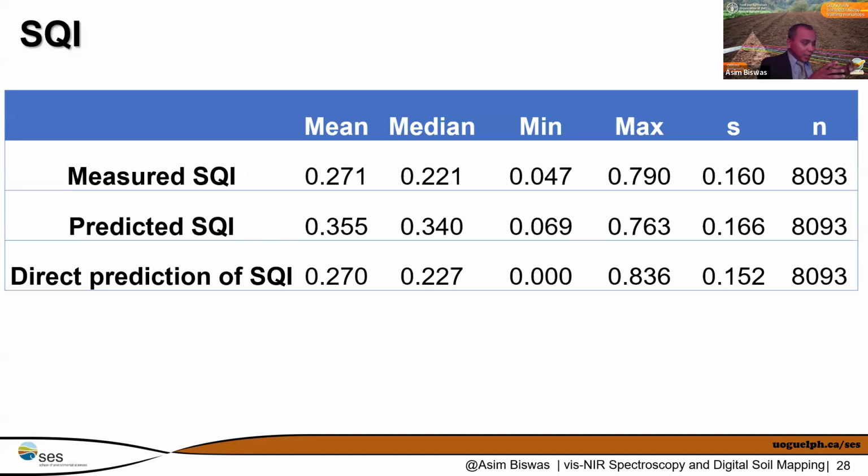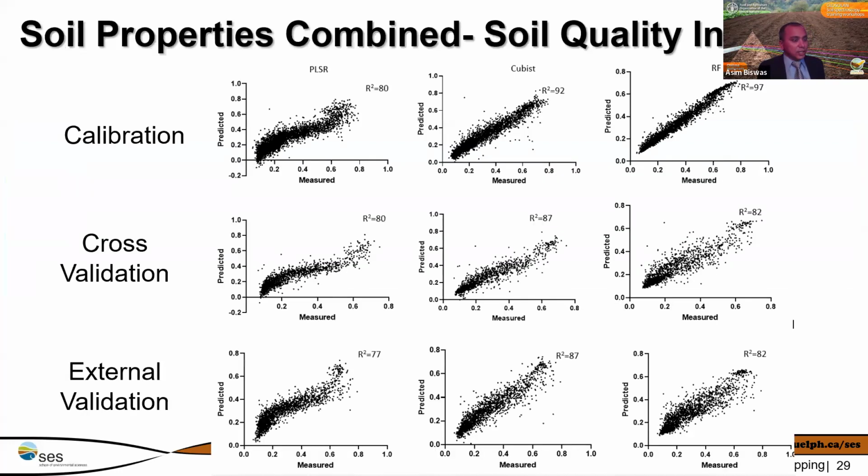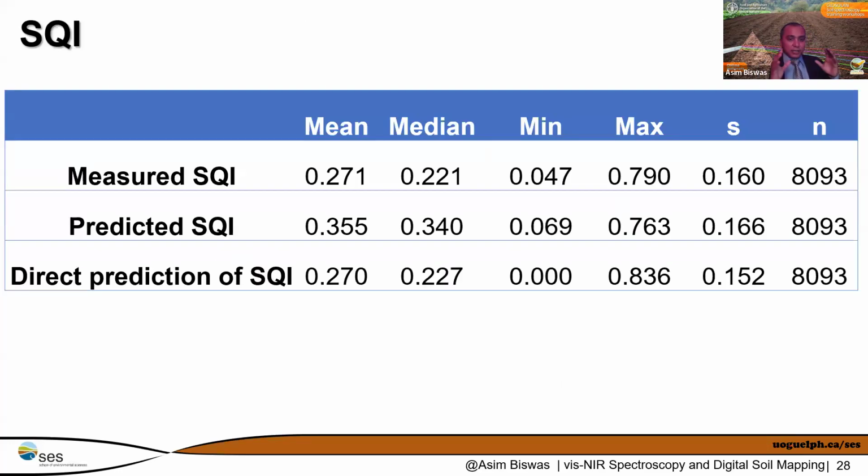We take the lab data and calculate SQI. Now we predict the SQI itself, or we calculate SQI from the predicted data and calculate SQI from the measured data. These are the three approaches, and some of the variation you can see. This is again a more normalized approach between 0 and 1. We try to come up with it so that everybody can get similar weights.